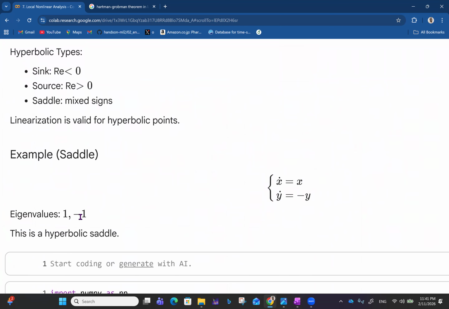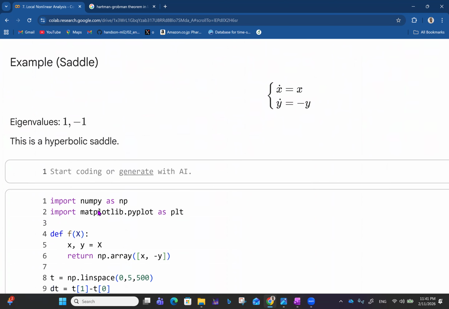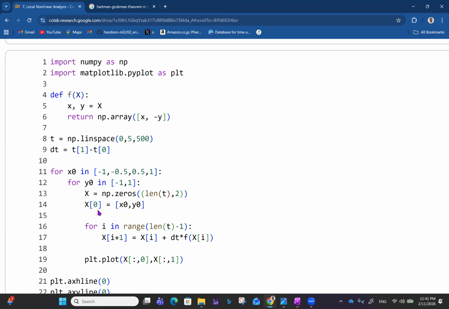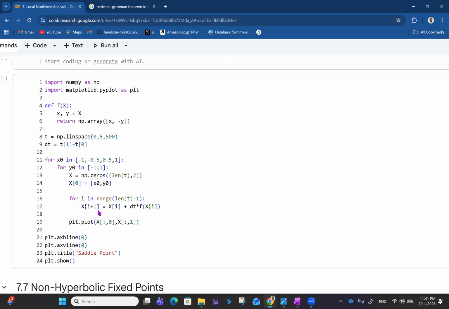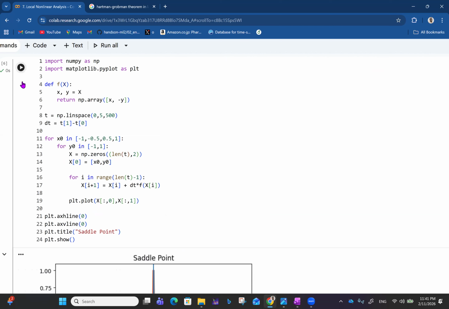And that's why it's a hyperbolic saddle, because they have opposing signs. So we can represent that using Python code, as you can see right here. We have x, y is x, and then we return x and minus y, and then we are checking it over 0 to 5 and all that. So we just do this and we see what the saddle point looks like.